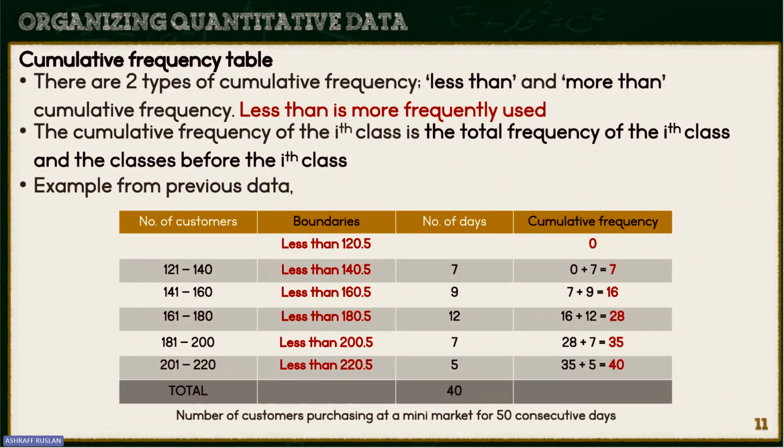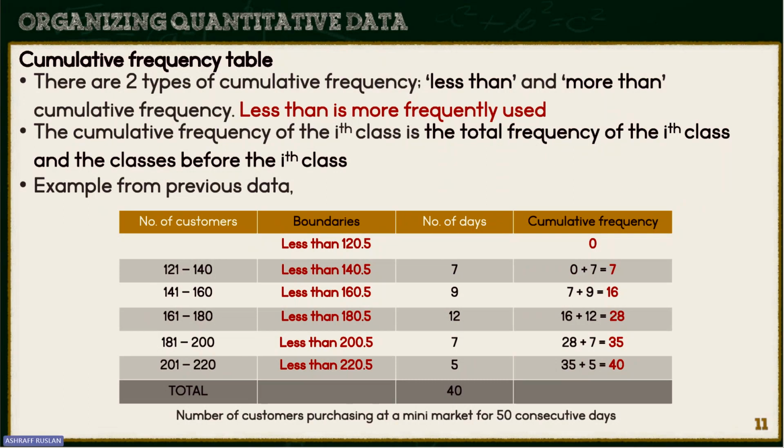Okay. Cumulative frequency table. Cumulative ni dia maksudnya dia akan membawa nilai yang terdahulu into the current summation. Contohnya kat sini kita dah ada number of customers. Untuk boundaries pun kita dah study sebelum ni. So kita akan letak less than 120.5 dekat sini.